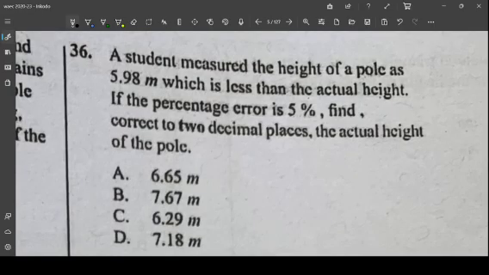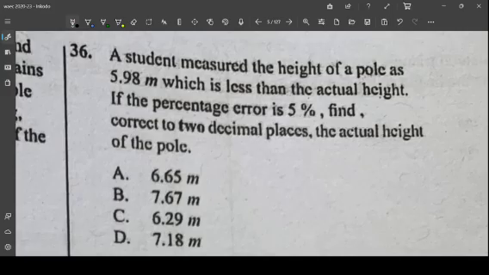Welcome to question 36. It says that a student measured the height of a pole as 5.98 meters, which is less than the actual height. Less than the actual height. So the actual height is bigger than the error he made. Now, if the percentage error is 5%, find, correct to 2 decimal places, the actual height of the pole.